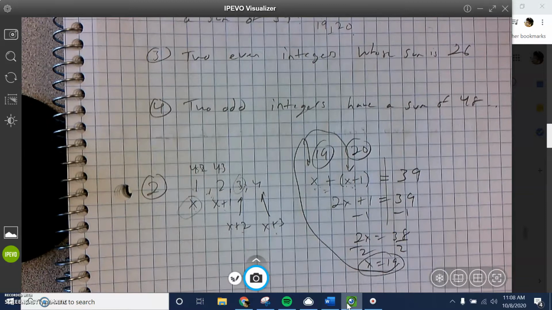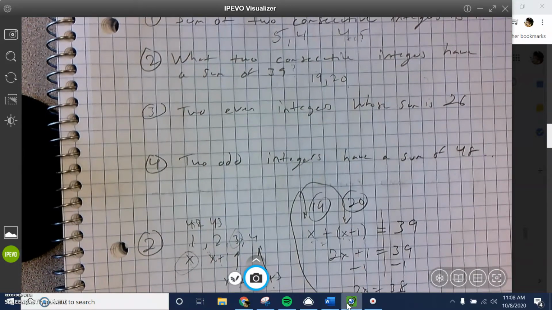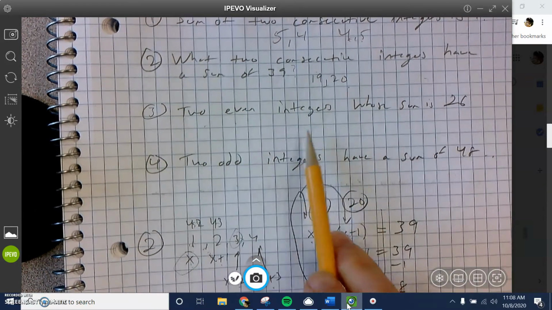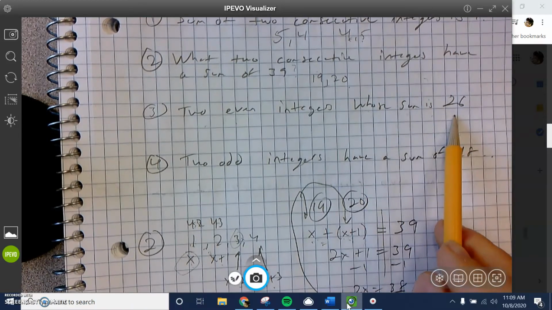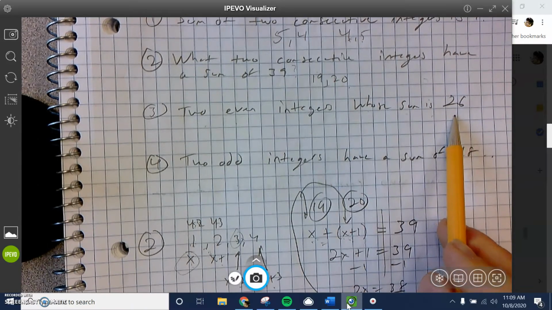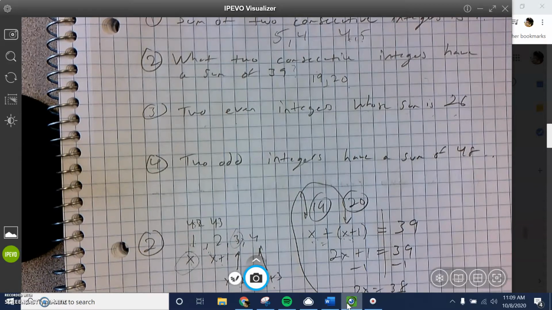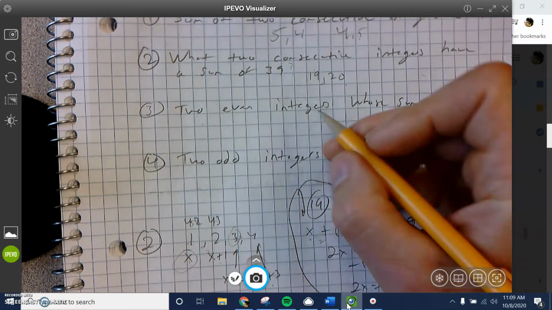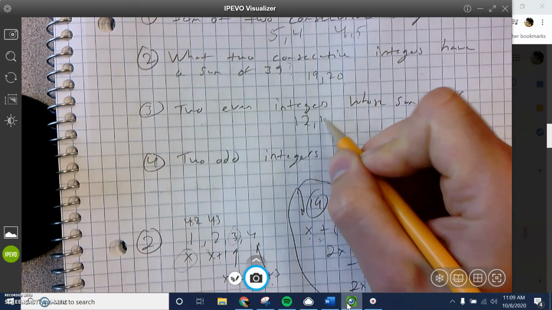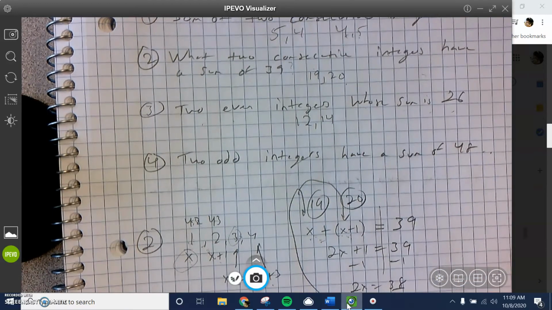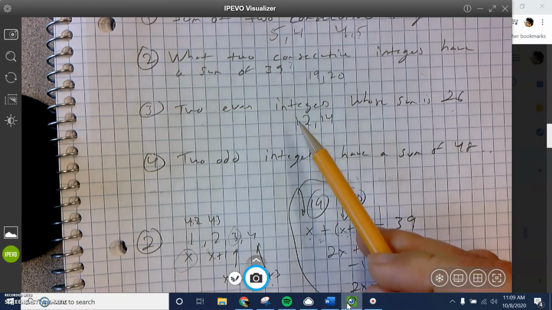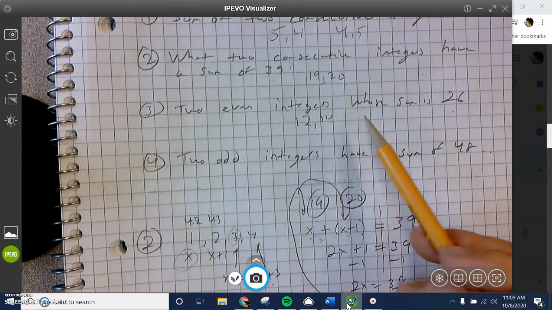Nice. Okay. Try this one now, number 3. Two even integers whose sum is 26. Go. You got it? Was it 12 and 14? 12 plus 14. Those are consecutive even integers because you're skipping 13.